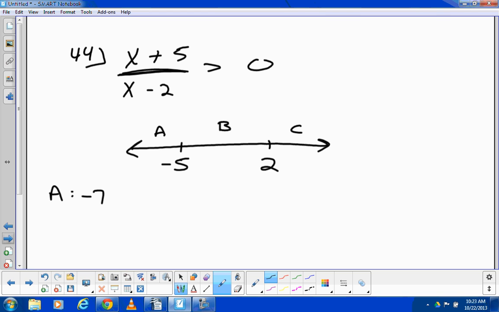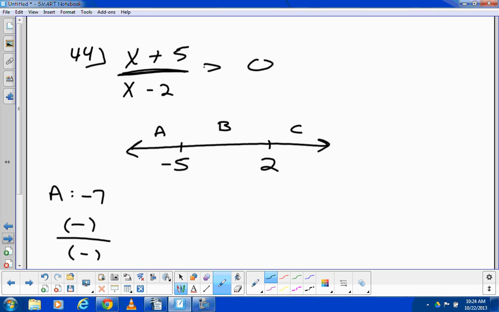Now, when you take -7 and put it into your rational expression on the left side, you don't really have to tell me what it is. You just need to tell me if it's going to be positive or negative. So if you put -7 in the numerator, would the numerator be positive or negative? It would be negative. Okay, now put -7 in the denominator. Would it be positive or negative? -7 minus 2 would be negative. Okay, now we've got this.